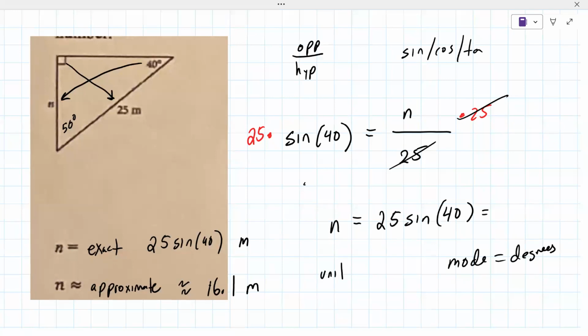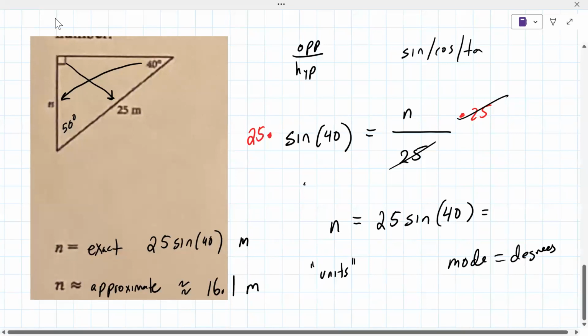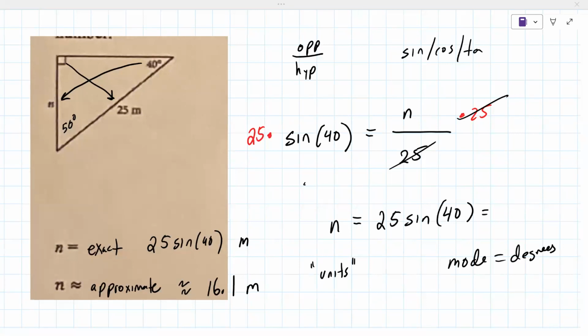Units are important to remember here because it's a length. Oh, meters cubed? It's just a length. Length is meters. Just meters, 16.1 meters. Oh, right, because I'm figuring out the distance, not the space within it.